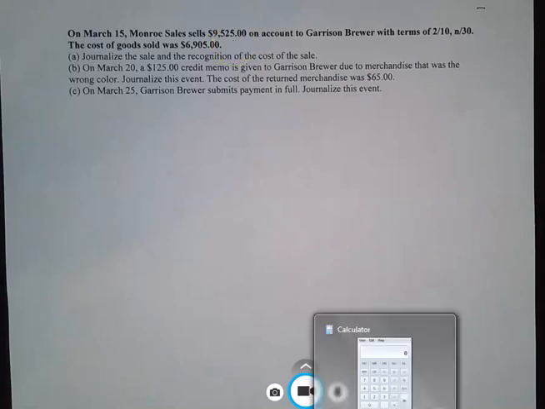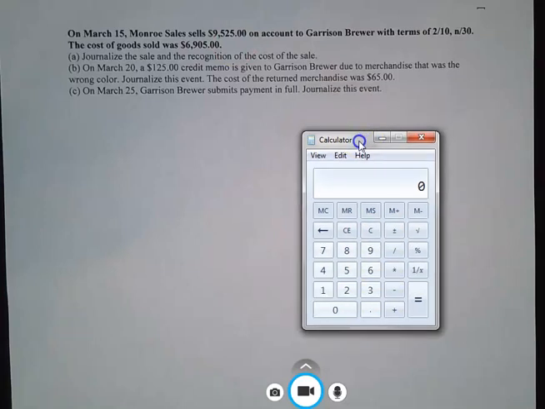So with that said, let's assume that Garrison Brewer is going to take this discount. So 9,525 times the 2% discount. What I'm going to do is just multiply this by 0.98. If I do that, Garrison Brewer is going to pay this within the 10-day period, so my actual sales amount that I'm going to recognize here is going to be $9,334.50.